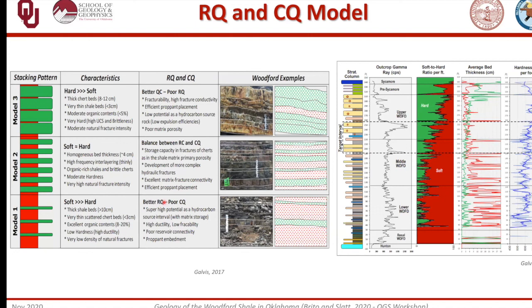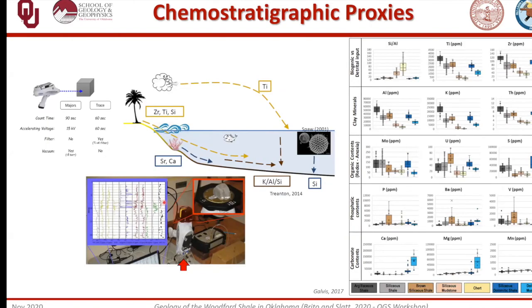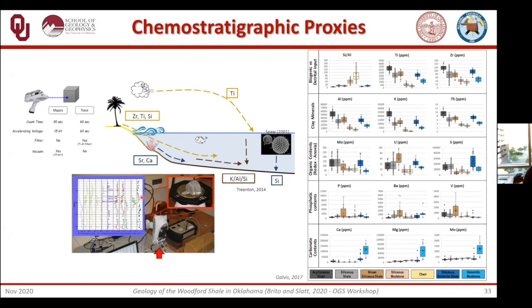Finally, my last 2 slides are about chemostratigraphic proxies. So if you want to understand your Woodford better in your area, we have done a lot of work using XRF. Be sure to ask us if you have any idea how to use your XRF data. We noticed that it is a good idea to use XRF to separate biogenic cores from the detrital cores, because XRD cannot really separate them. But if you plot the silica aluminum ratio, you can notice that it tends to be higher for those biogenic cores.